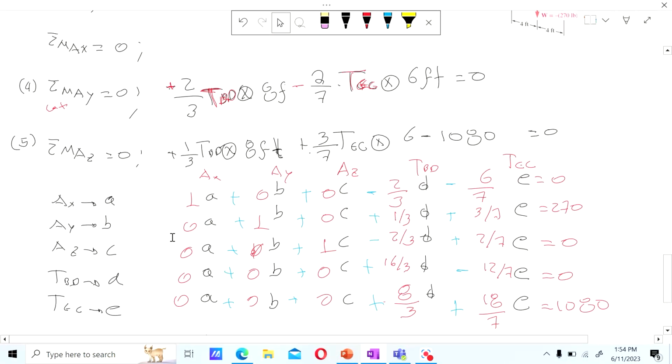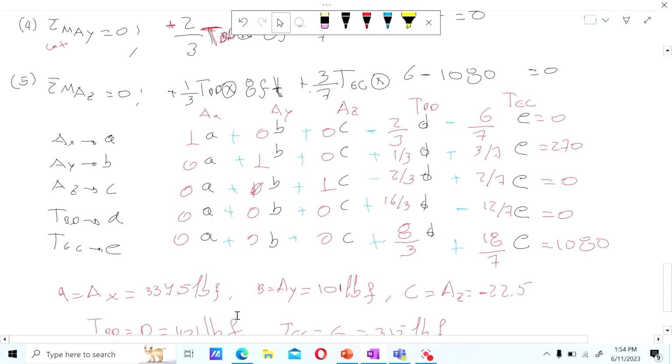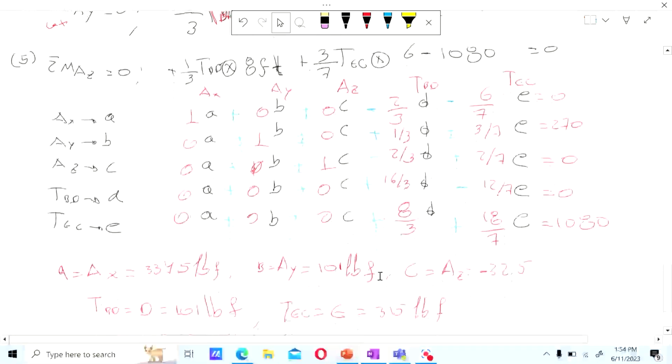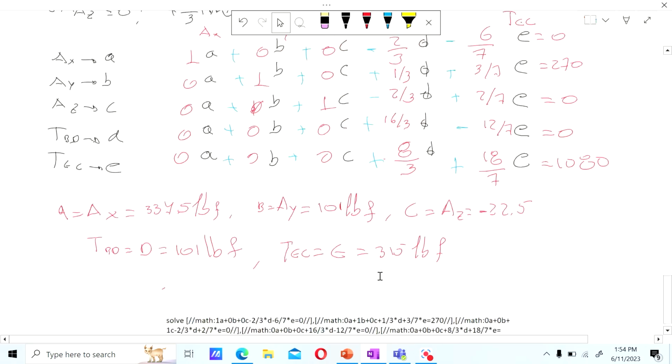Once you have your equations, you can either solve by hand, or use your calculator if it's advanced enough, or use Wolfram Alpha or any other solver where you put the system of equations on your computer, and then you get the answer. So in this case, we found the values of AX, AY, AZ, and the tensions from B to D, and the cable from E to C.